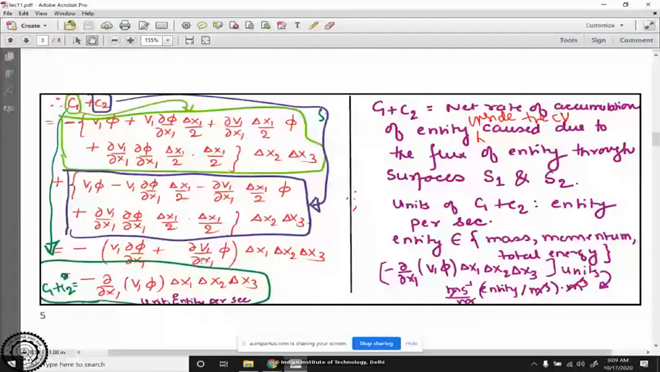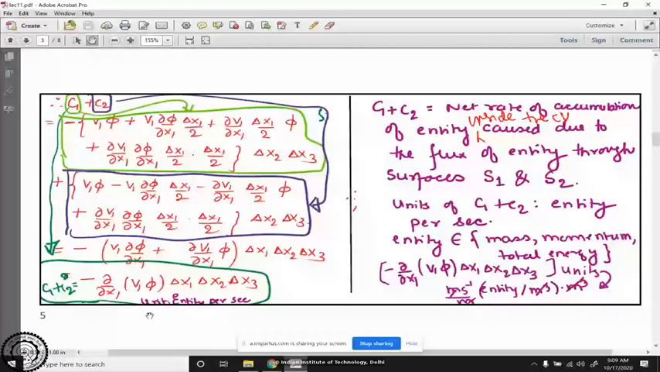Now you can immediately identify this as the product rule of differentiation. You can put it in a more compact manner, which is minus del by del x1 of v1 psi, delta x1 delta x2 delta x3. So as I was hinting yesterday, C1 and C2 when taken together will appear as a very simple expression. I mean, algebraically simple. It will not have many terms, and that's what has happened. You see, this is what we get.